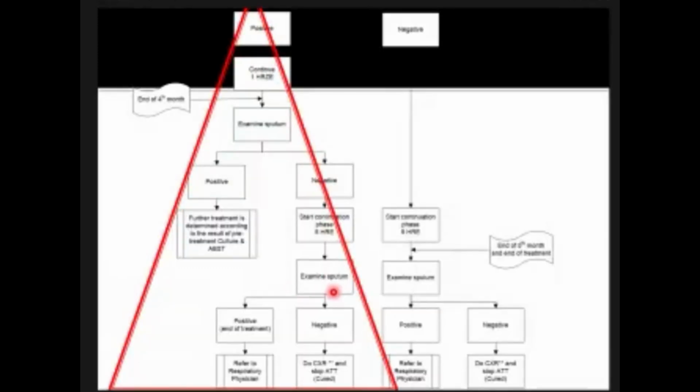You go on and examine the sputum again at the end of treatment. And if they are sputum negative at the end of treatment, they can be cured. They are cured.